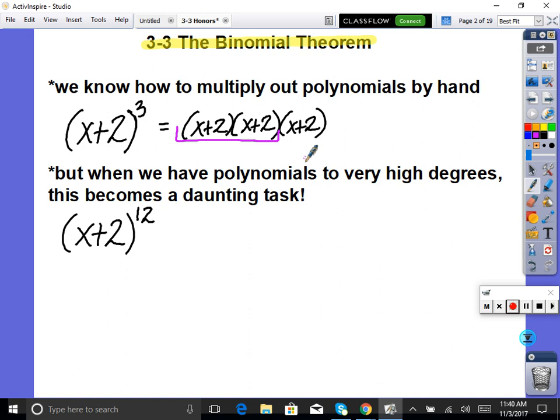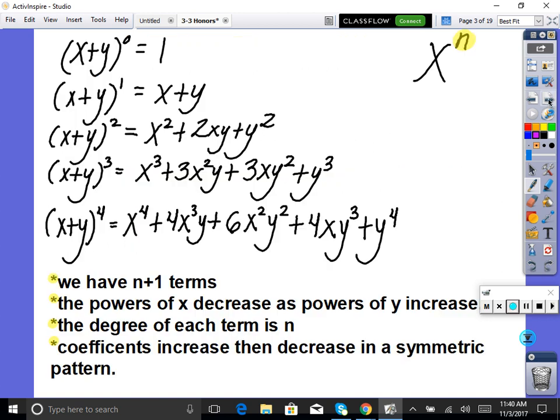Well, now let's say I take it and go x plus 2 to the 12th. That is going to be what I call a daunting task. Won't that take me all day long? And then there's a good chance I would do it for 30 minutes and get it wrong because there's so much room for error. So we're going to learn a cooler, quicker way to do this, and it's going to be awesome because it's so much quicker. We're going to learn a trick.